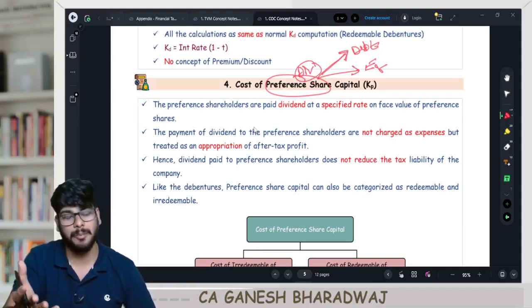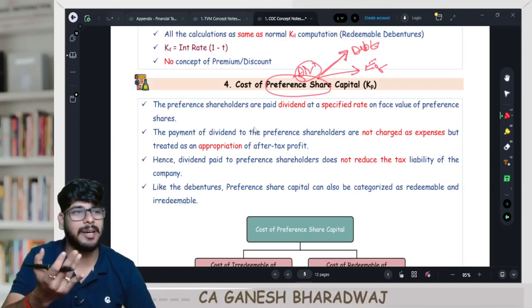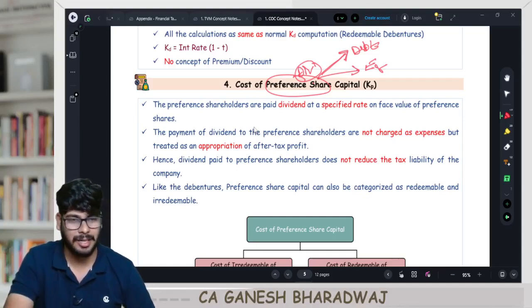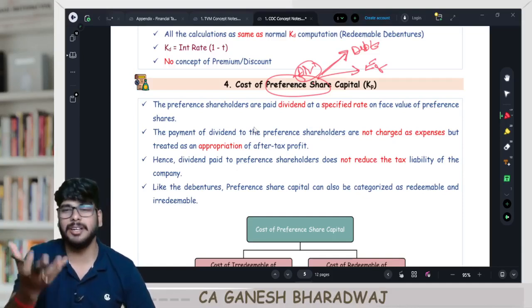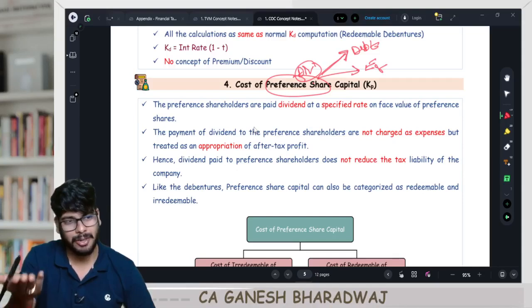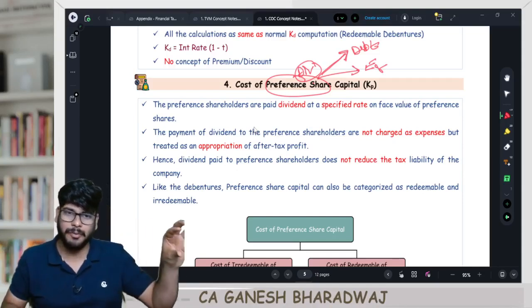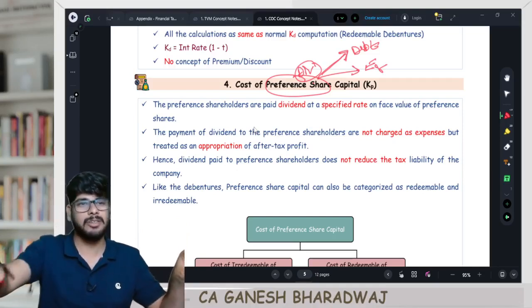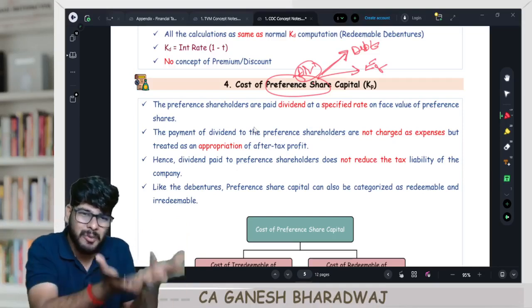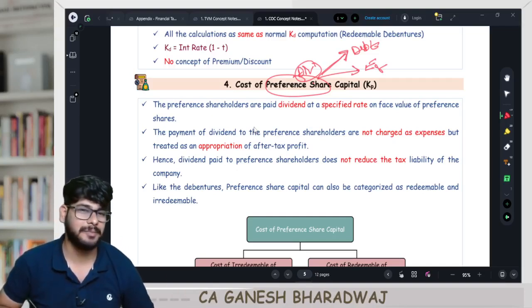Strictly speaking, preference shareholders are also outsiders. For namesake, you call them shareholders, right? Generally, these fixed preference shareholders also get a fixed amount of dividend paid. Even debentures also get a fixed amount paid. So why should we have this instrument called preference? Doubt is there or not?